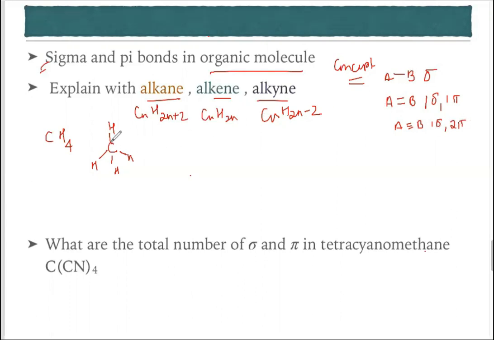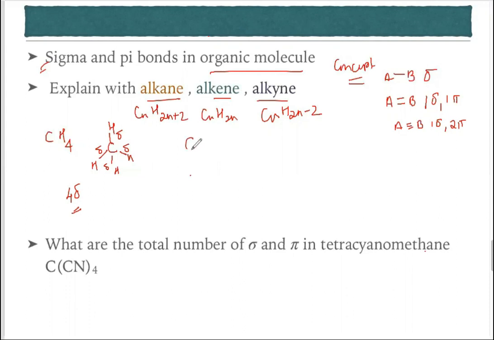So use this concept and solve this one. This is a single bond, so this is one sigma bond. This is also sigma, this is also sigma, and this is also sigma. So total how many sigmas are there? That is 4 sigma. Is there any pi? There is no double bond, so no pi.